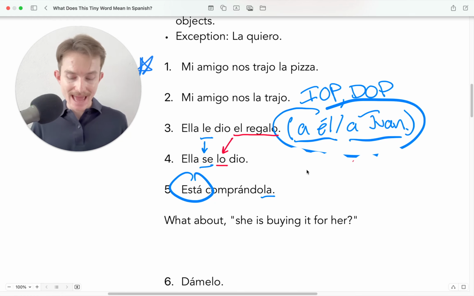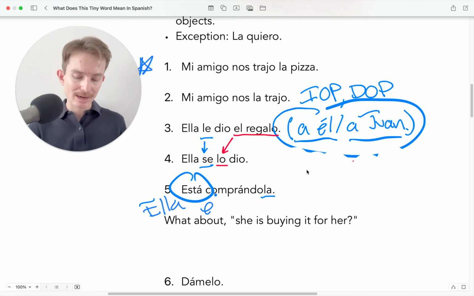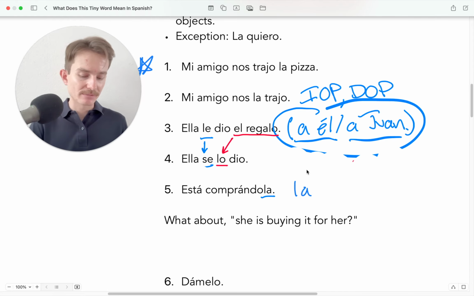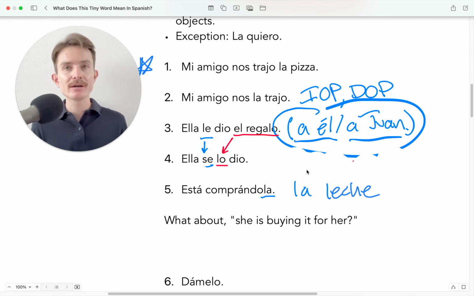Now, in this case, I don't know who is doing the buying of this. This could be ella está, right? So ella está or él está, for example. We don't know, but we're just going to say él está comprando la, for example. La representing it. Let's say la leche, for example. We were talking about milk earlier, and I say, where's Juan? He's comprando la, or la leche. Okay, so la representing la leche.